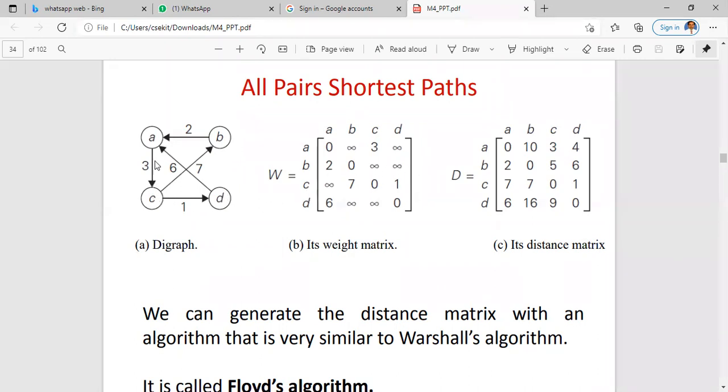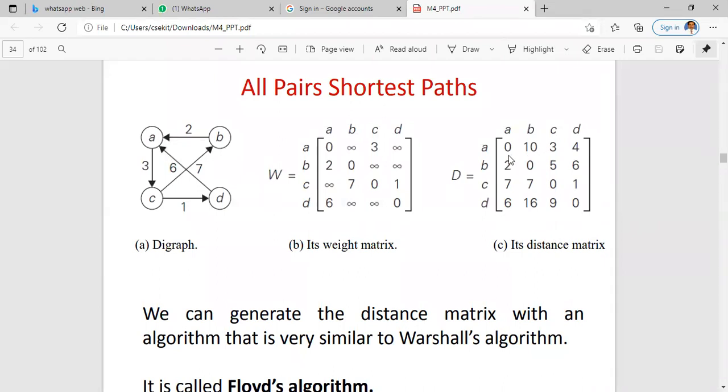So come for the C part. So C to A, this is the digraph. There is no direction from C to A, so infinity. C to B 7, C to C 0, C to D 1. Come for the D part. So D to A 6, D to B no, D to C no, D to D it is 0. It is the distance matrix you have to find out.